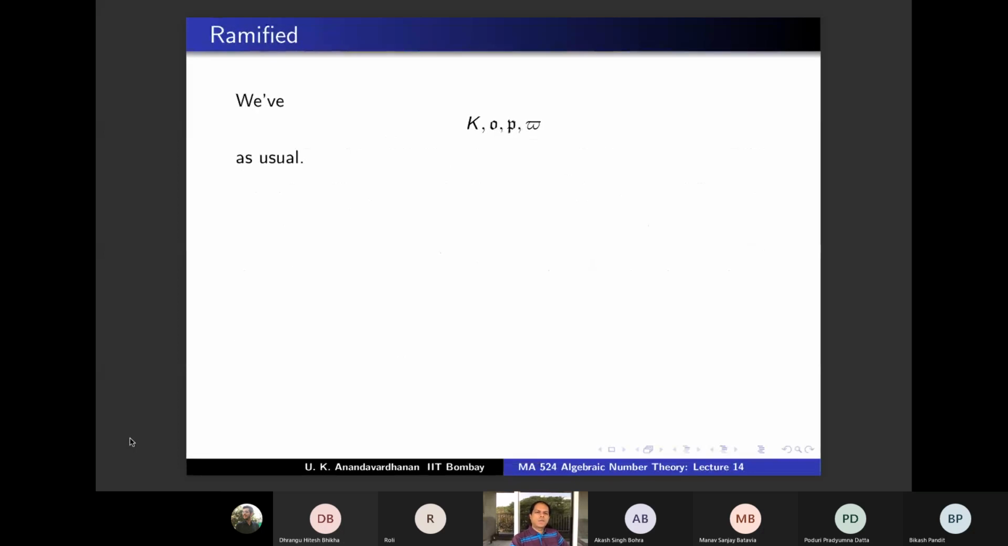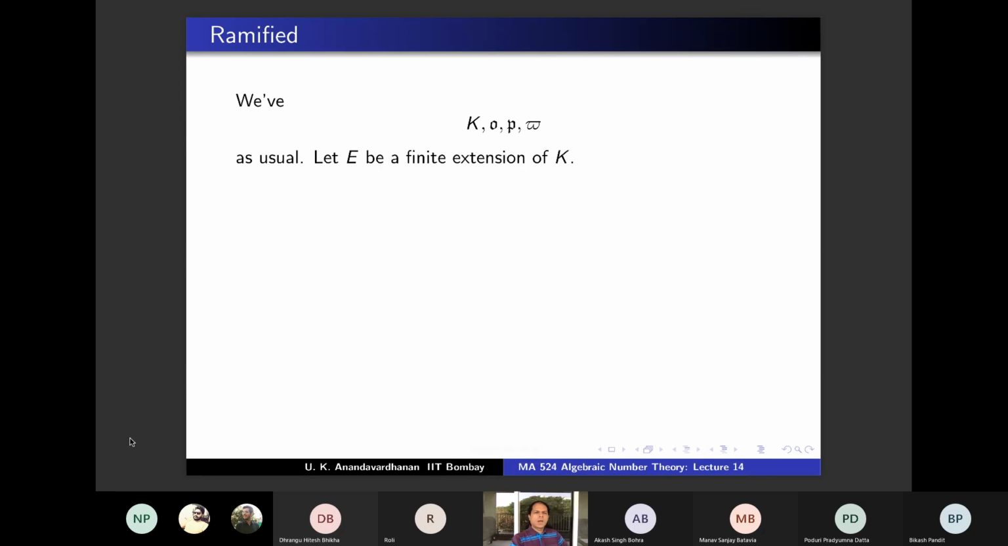So we have K, O, P, pi as usual. O is a DVR, K is its quotient field. In that absolute value, K is assumed to be complete. P is the unique non-zero prime ideal of O, and pi is a generator of P, an element of valuation 1. Maybe I have used this word long back. It's called a uniformizing element, or uniformizer. It's an element of valuation 1. Any other element of valuation 1 will be this times a unit.